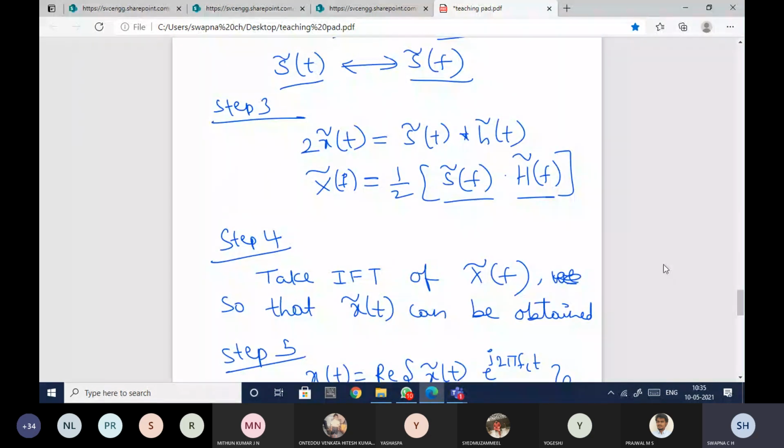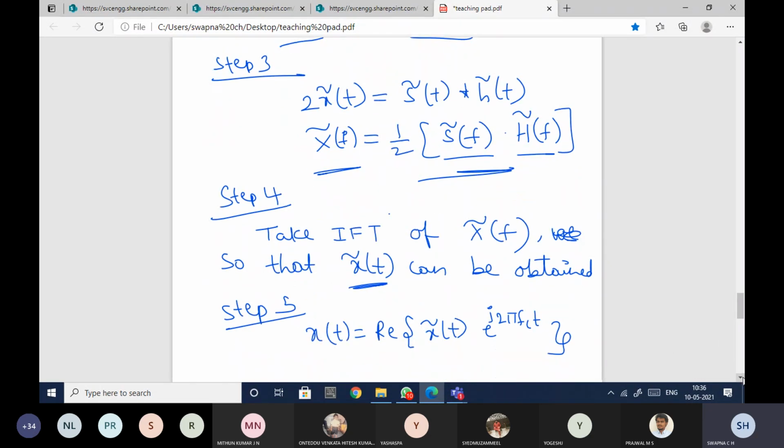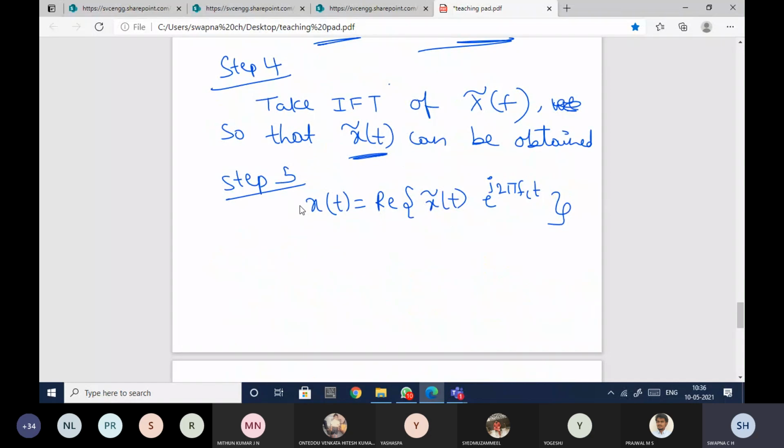Once s tilde of f is known, you can find x tilde of f by using s tilde of f and h tilde of f, and scaling by 1 by 2, so that you'll get x tilde of f. Once you get x tilde of f, take the inverse Fourier transform and you get x tilde of t. Then finally, you can represent x of t as the real part of x tilde of t e power j 2 pi fct. So this is the complete frequency domain approach for bandpass signals and systems.